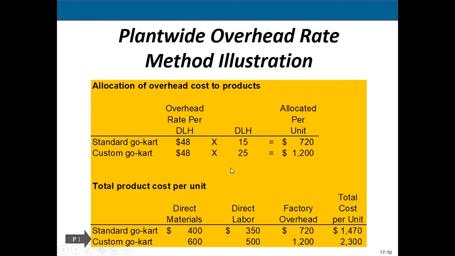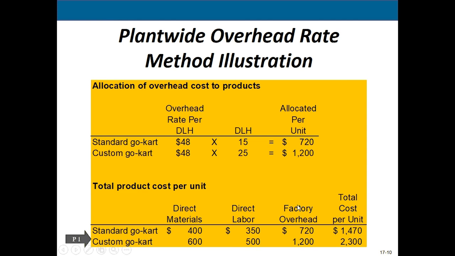So if we were to carry this through, if each standard go-kart unit takes 15 direct labor hours to create and we multiply it by 48, then each unit is going to have $720 worth of overhead allocated to it. A custom go-kart, same type of math, is going to have $1,200 worth of overhead allocated to it.